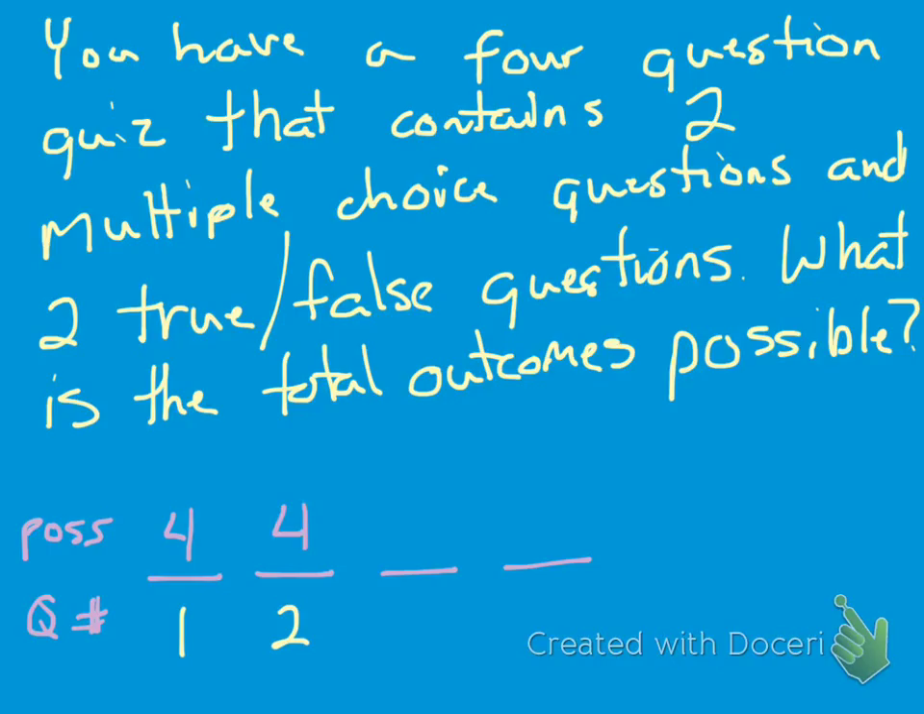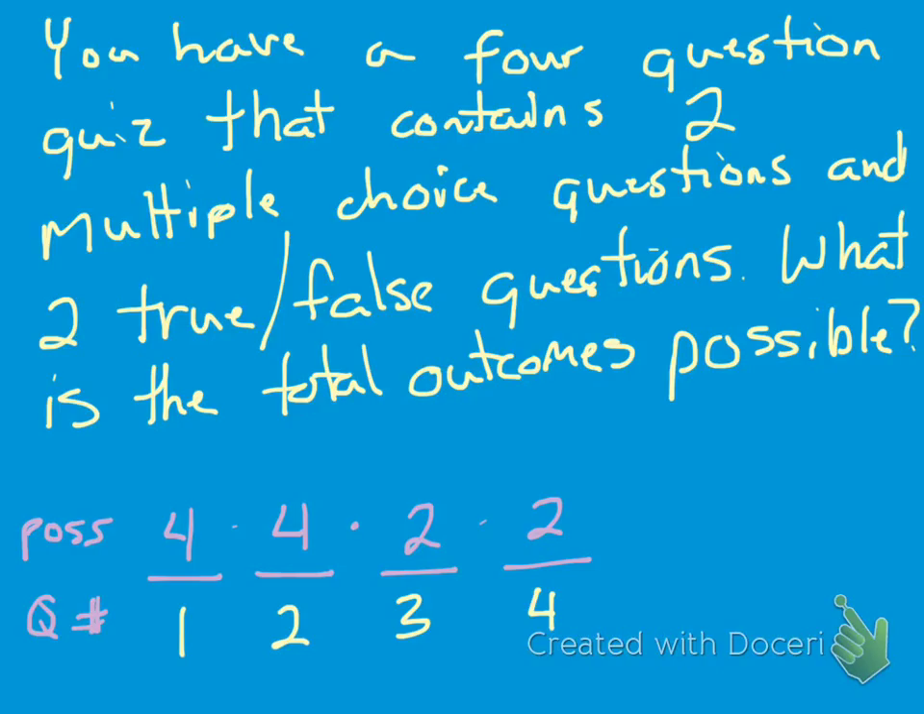The 4 possibilities are our multiple choice. Now with the true-false questions, because I have 2 true-false questions, question number 3 is going to be 2 possibilities, and then question number 4, again a true-false question, has 2 possibilities. Now I have all these numbers written down. What should I do with all of those numbers? Hopefully you said to multiply them.